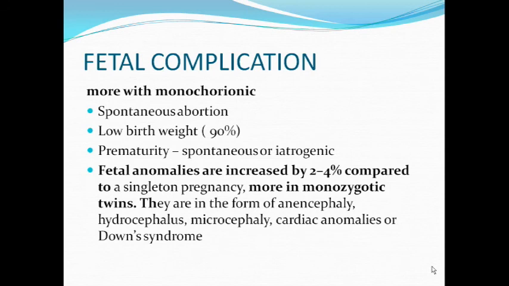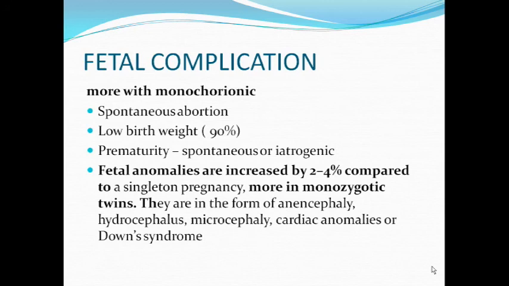Fetal complications are more common because, as I told you, chorionicity is more important for the obstetric outcome. So it is more common in monochorionic twins. So chances of abortion will be more. Low birth weight and IUGR are seen in 90% of the cases. Preterm delivery is commoner. Fetal anomalies are increased by 2 to 4% compared to single pregnancy in monozygotic twins.